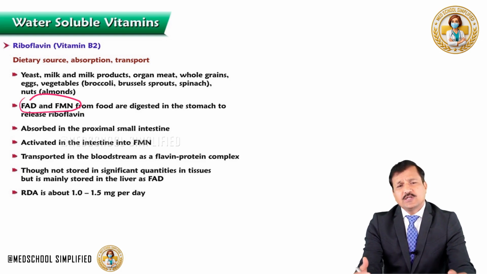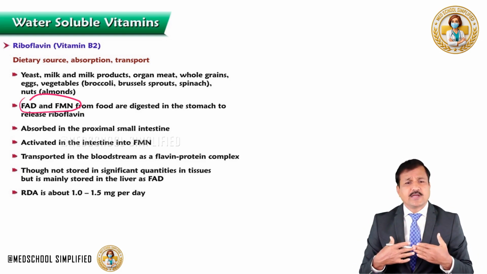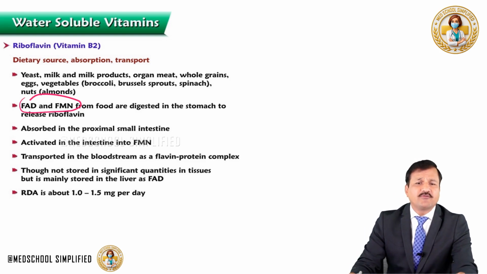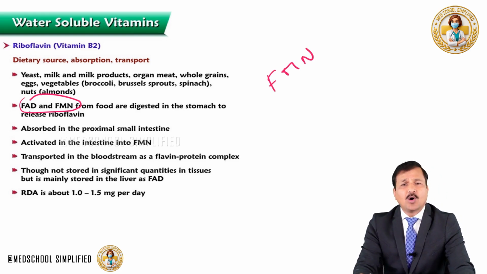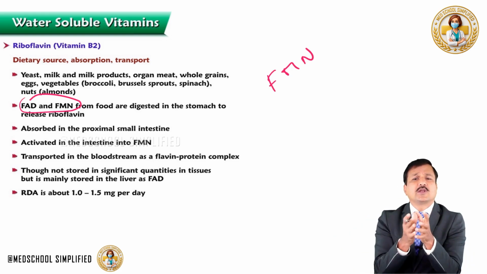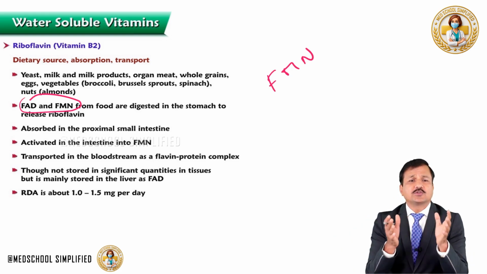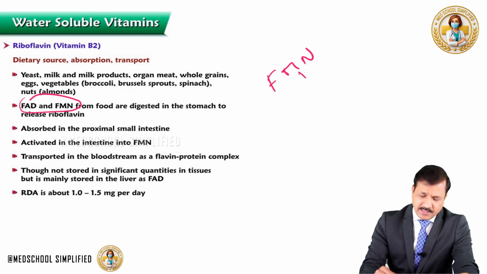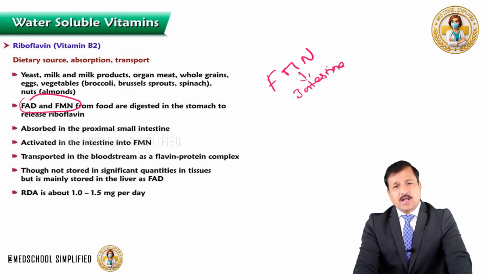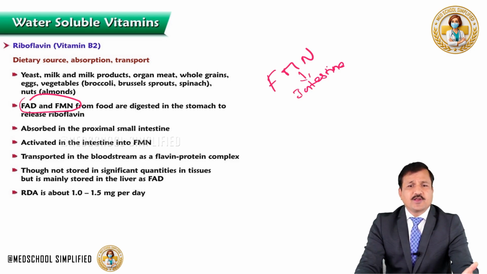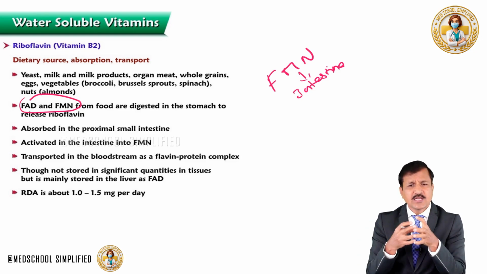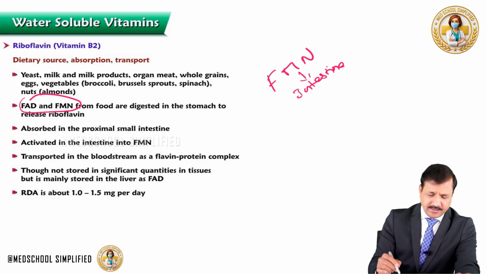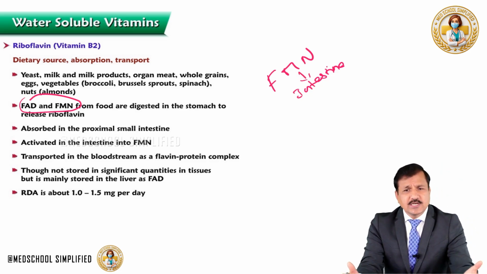Once the riboflavin is absorbed into the enterocyte, in the enterocyte riboflavin is activated into FMN, that is flavin mononucleotide. Basically, one nucleotide is added to riboflavin to make FMN. So FMN is made in the intestine, as we have already seen in the previous slide. And this riboflavin is transported in the bloodstream as a flavin protein complex attached to a protein, and then it is taken up by the tissues.